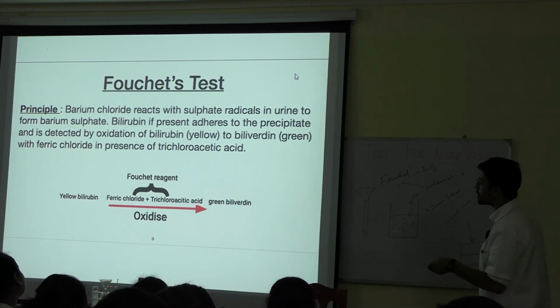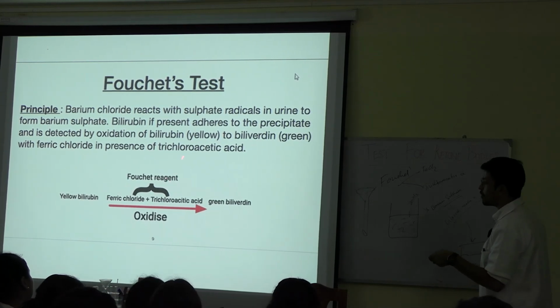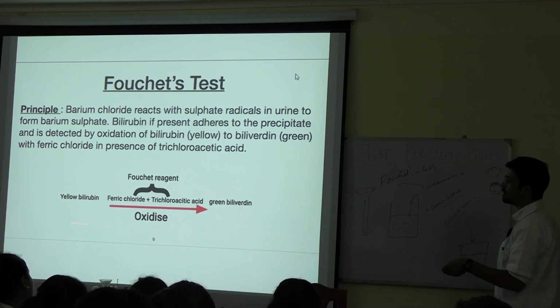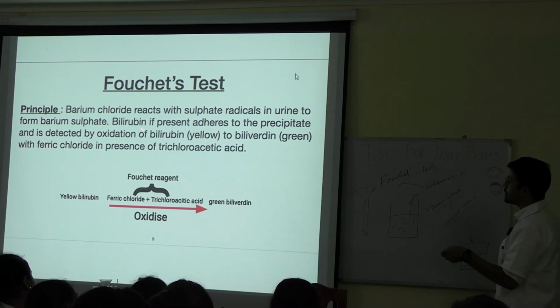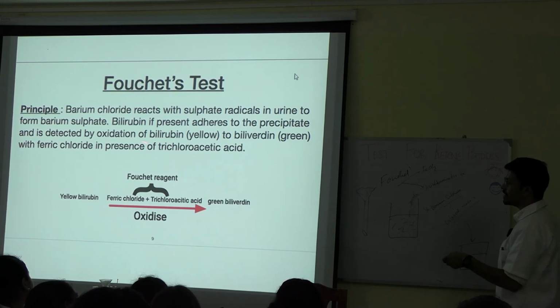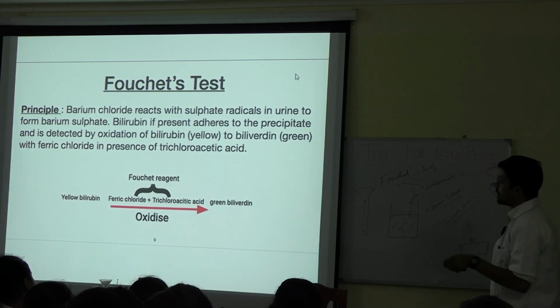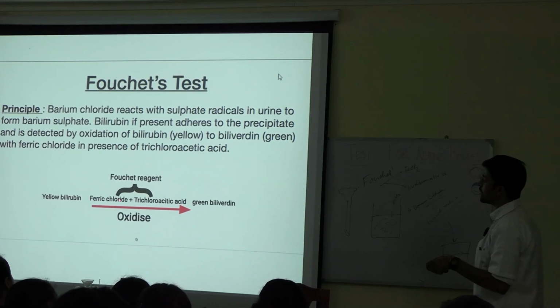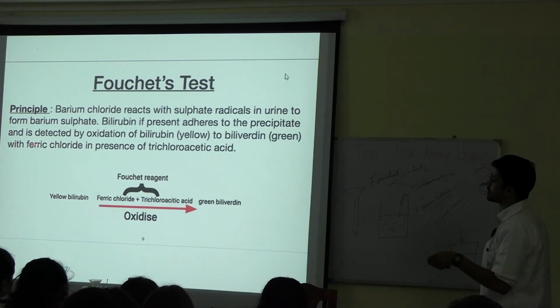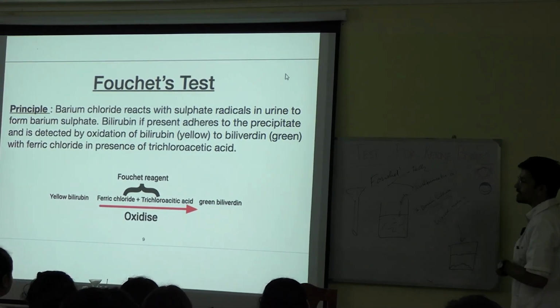Oxidation is done by what? Oxidation is done by the Fouchet reagent. The Fouchet reagent is causing the oxidation of the bilirubin that we are suspecting. Now this yellow bilirubin will turn into green biliverdin because of the oxidation done by the Fouchet reagent. And the Fouchet reagent contains what? Ferric chloride and trichloroacetic acid. That is what is mentioned over there. Ferric chloride in presence of the trichloroacetic acid.